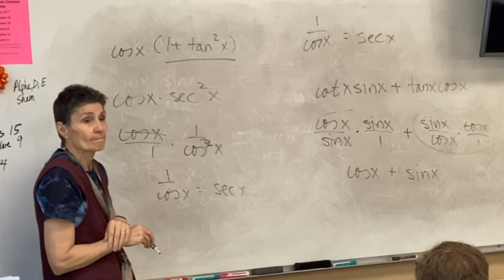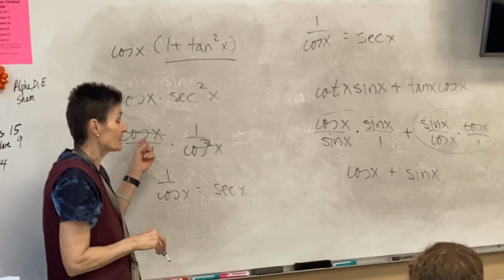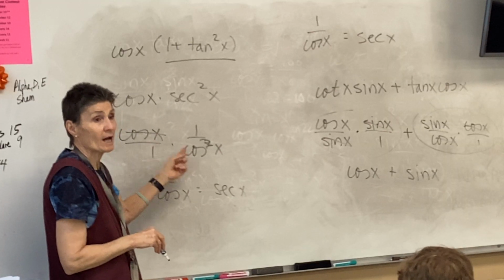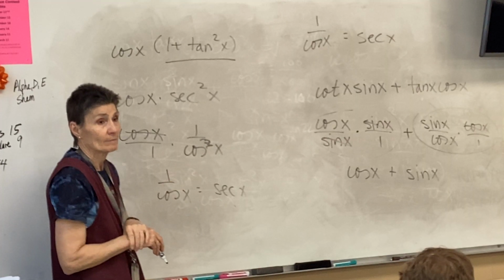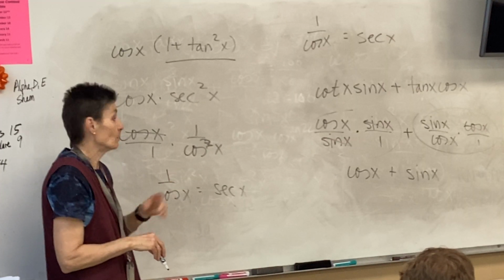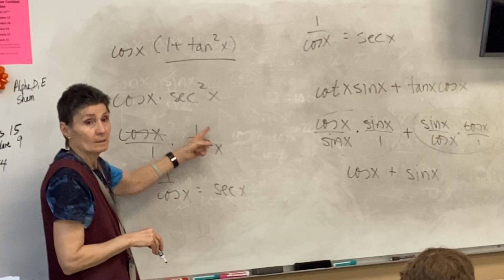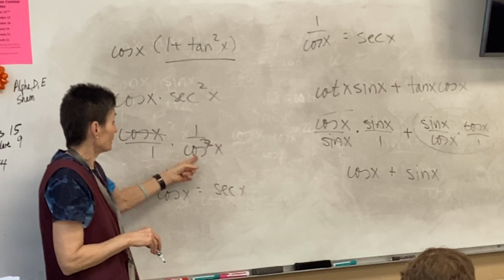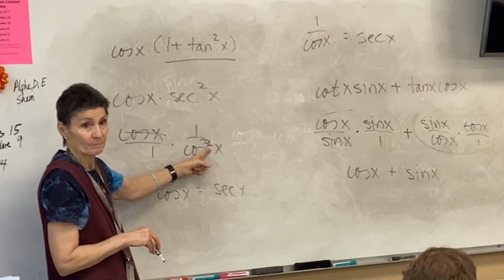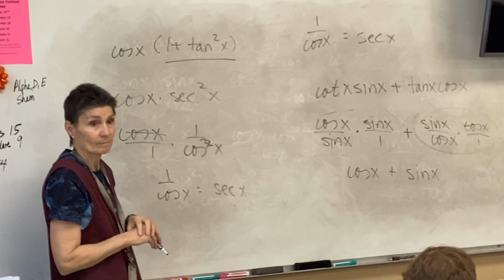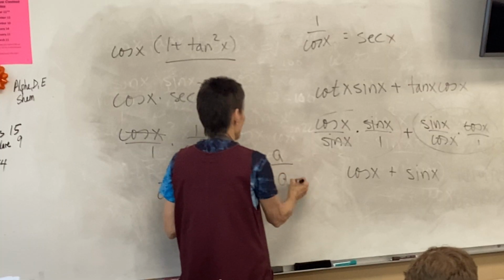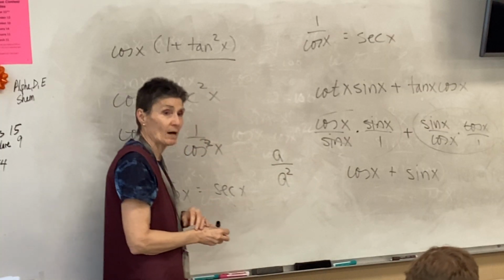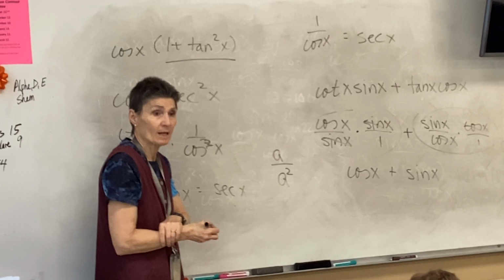Why do we want to? Because you only have 1 on the top. You have 1 on the top and 2 on the bottom. Was that cosine squared? It was squared, but when I canceled, I lost one of them. It's like if you have a over a squared, you can't cancel both out, right? You can only cancel out 1.